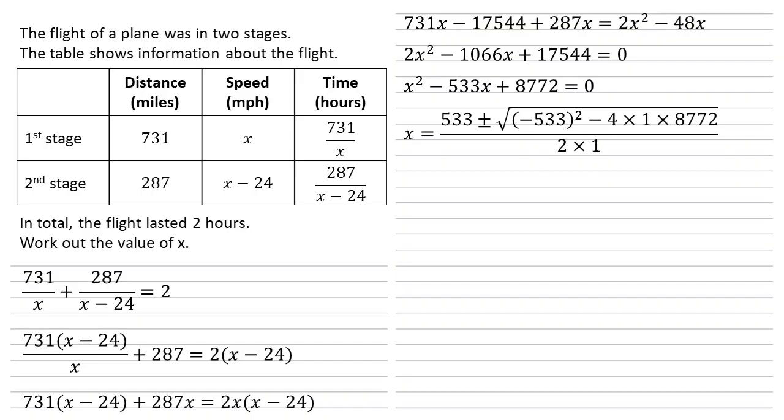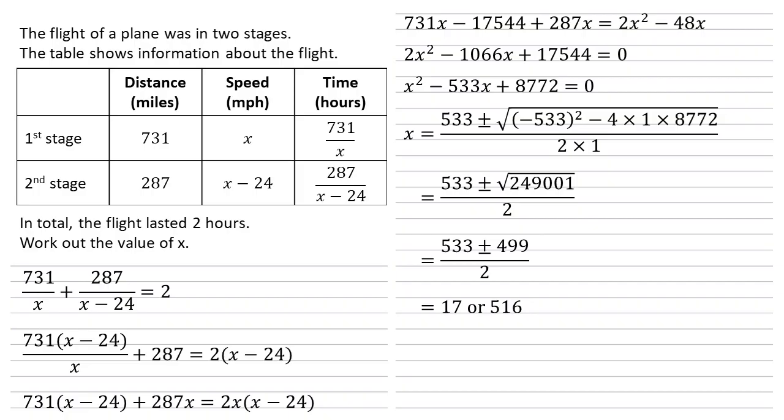Simplifying inside the square root, and on the bottom of the fraction, we get that 533 plus or minus the square root of 249,001, all over 2, which is 533 plus or minus 499, all over 2. We can now use our calculator to solve this. So if we subtract the 499, we get 17. If we add it, we get 516. So we've got 2 values of x so far.